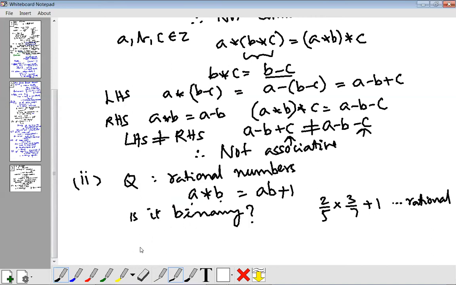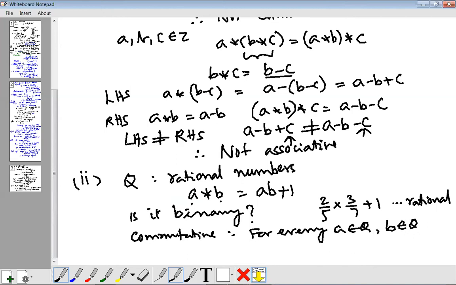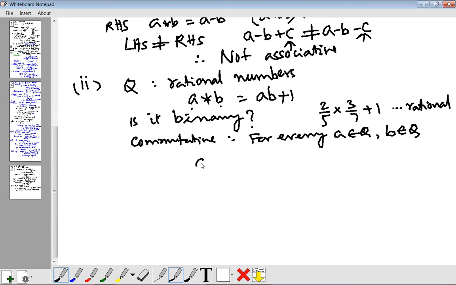Next, whether it's commutative. For every a belonging to Q and b belonging to Q, a star b, which equals ab plus 1, can be written as ba plus 1, which means b star a. Therefore, commutative.